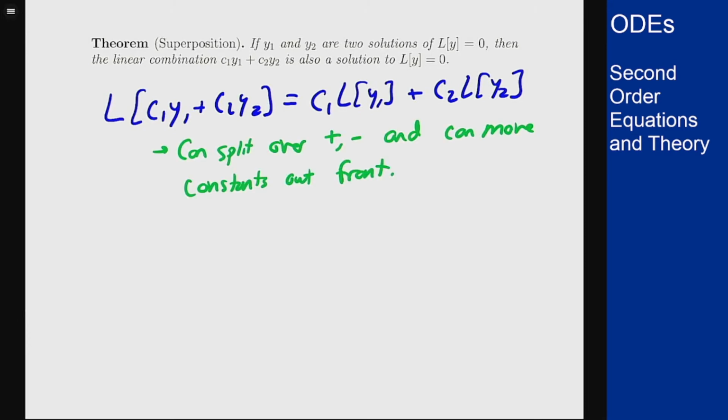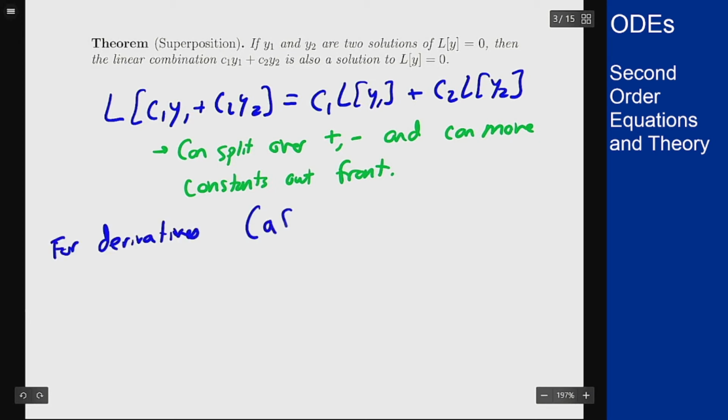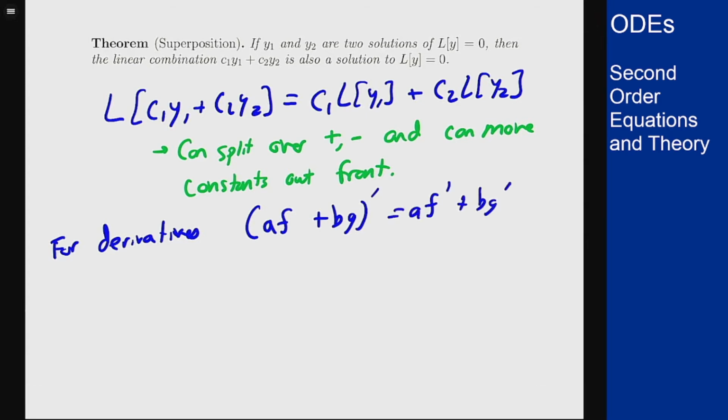This really comes from the same idea that the derivative itself is already a linear operation. We all know that for derivatives, if I look at af plus bg and take a derivative, that is af prime plus bg prime. So derivatives are also linear in this sense, and since we have a linear equation, it has the same property as well. So let's see why this statement is true, and then we'll apply it to get the result. This comes to plugging into the equation and simplifying things out.